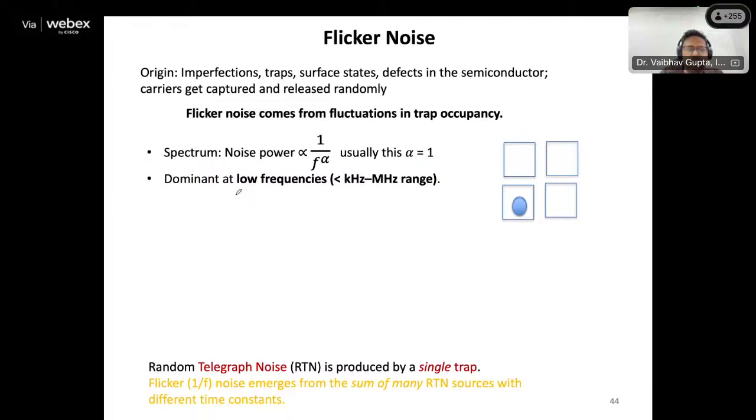And usually it is very dominant at, let's say, the kilohertz to megahertz range. And you know why this is there. This is because you create a lot of defects or traps in your structure. So if you want to reduce this noise, what you have to do is create a sample which is very neat and very super crystalline.